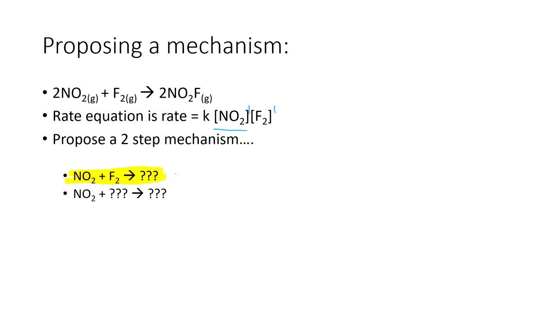So we'll have some sort of intermediate. That means that our intermediate here has to react, and we're going to have to form our two lots of NO2F. Now, it could be that part of that happens up here and part of that happens down here, but what we need to make sure is that our intermediates cancel, so that when we add up and cancel everything out, we end up with two lots of NO2 and F2 and two lots of NO2F.